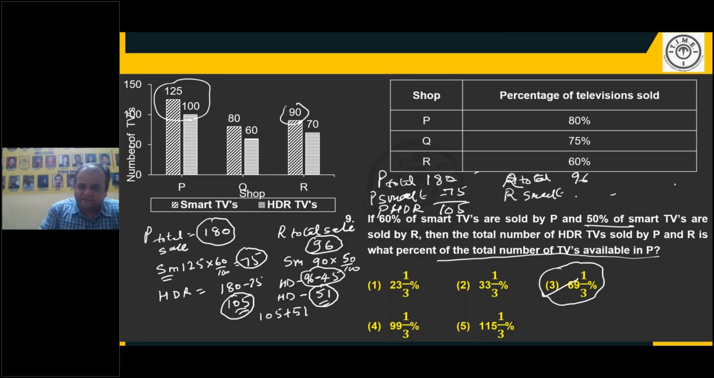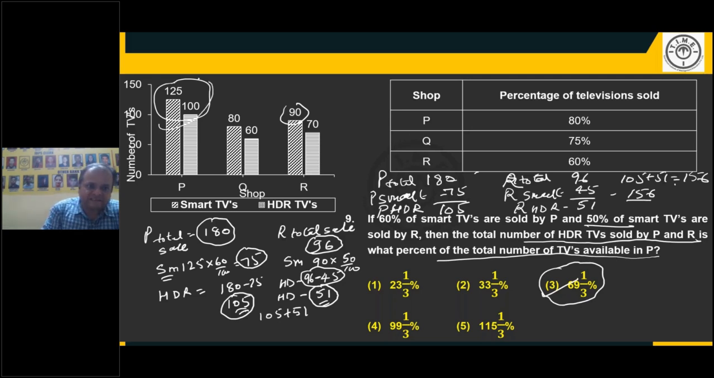50% of 90, that is 45. So R's HDR sale is 51. Now the question says, the total number of HDR TVs sold by P and R together. So 105 plus 51, that is 156. That is 156. 156 is what percentage of total available in P?